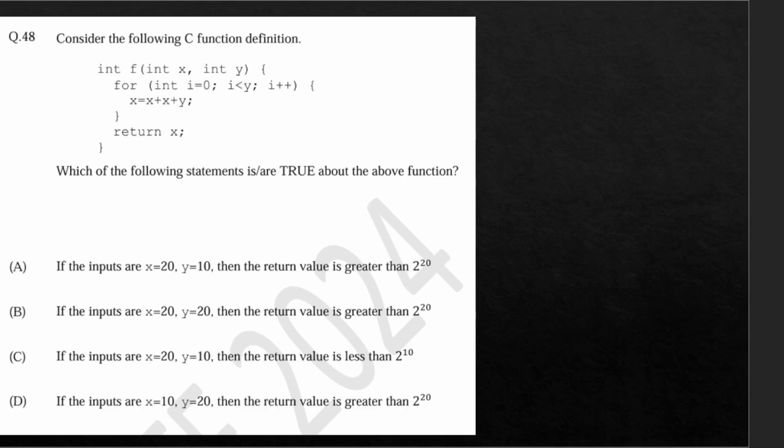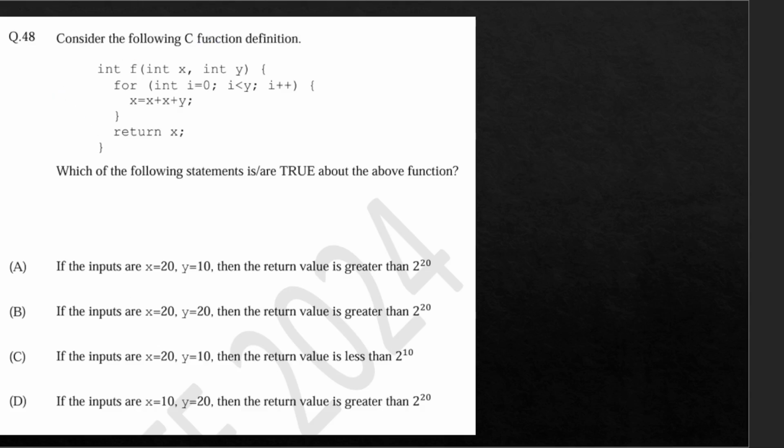Waiting a few seconds. Yes, so let's see this.